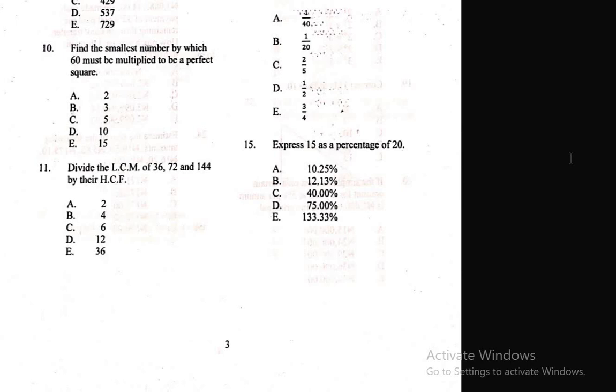Alright, question number 11 says, divide the LCM of 36, 72, and 144 by their HCF.